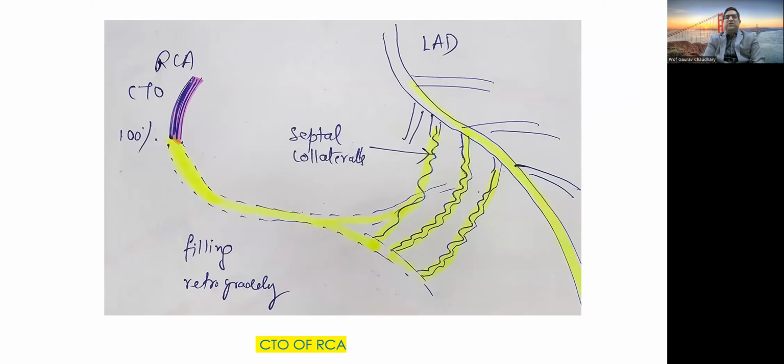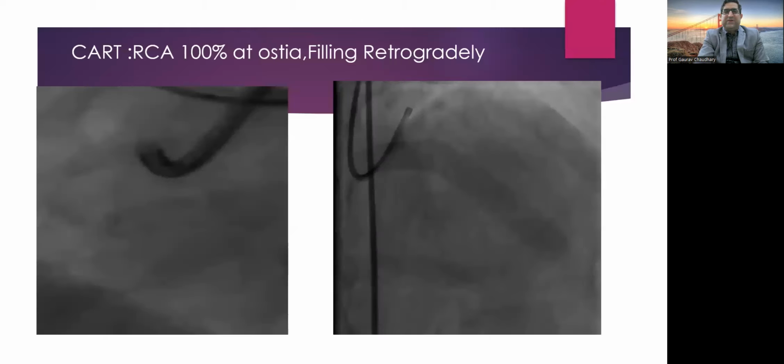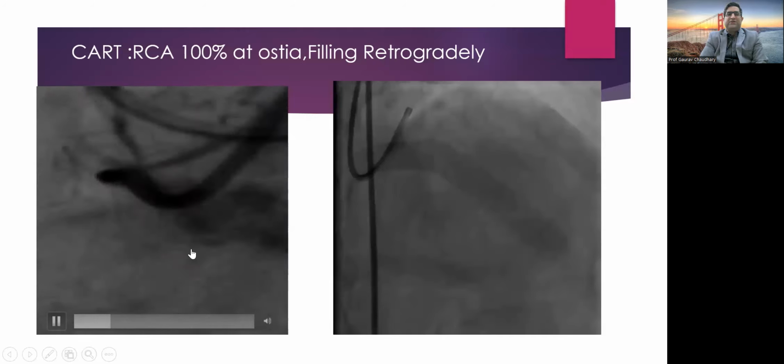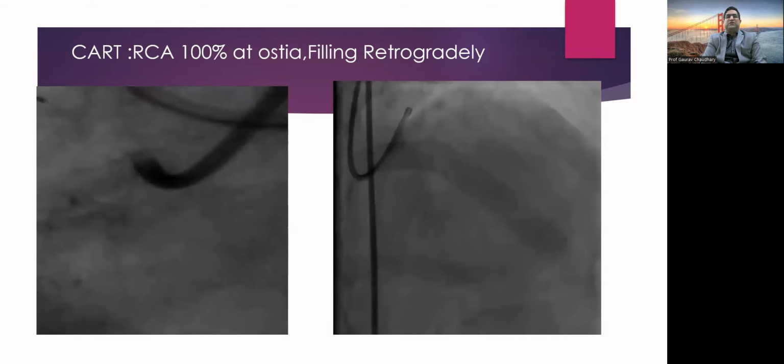After the angiogram, we should try to make a picture: if it is an RCA CTO, how it is filling from the septal collaterals, epicardial collaterals, or epimyocardial collaterals. So this is the donor artery, this is the receiving artery, and these are the collaterals that are coming from the LAD to the distal RCA. This is how we can take a good injection.